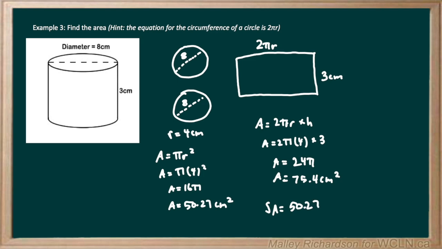Now our surface area is going to be the addition of all these areas together, so we have 50.27 centimeters squared plus 50.27 centimeters squared plus 75.4 centimeters squared. Now when you add all these areas together, you get your total surface area of 175.93 centimeters squared as our final answer.